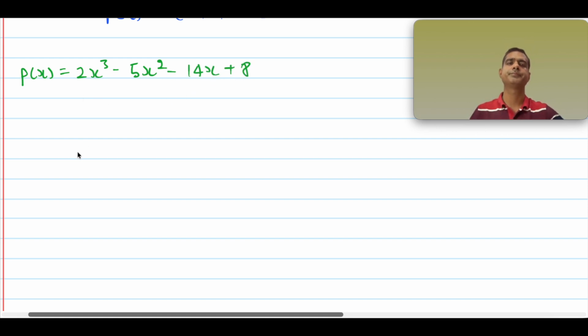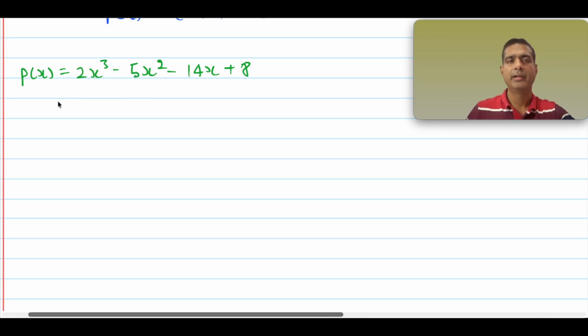So let us take a cubic polynomial p of x is equal to 2x cube minus 5x square minus 14x plus 8. So this is a cubic polynomial and we will try to find out, is there any relationship between their coefficients and their roots. So first of all, we will try to find out the roots of this cubic polynomial, and then using those roots we will try to understand what is the relationship between their roots and the coefficients.